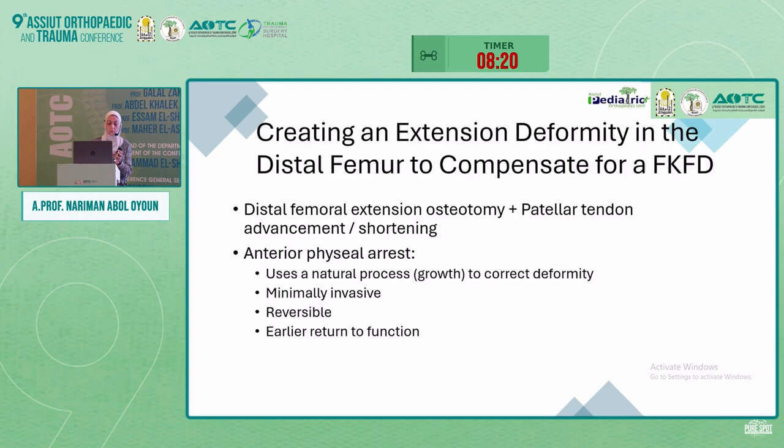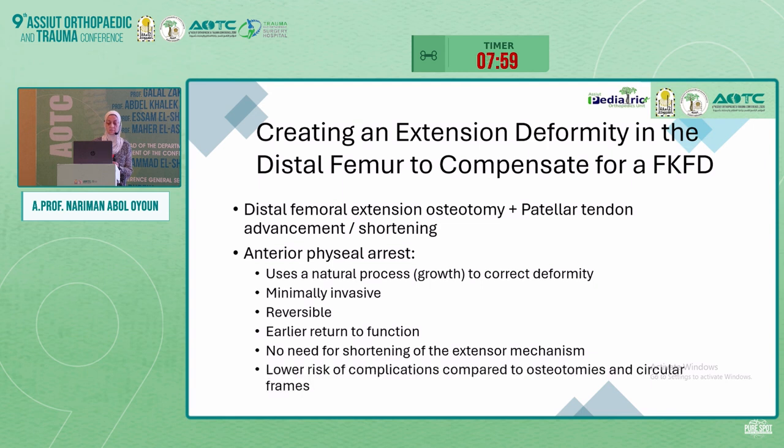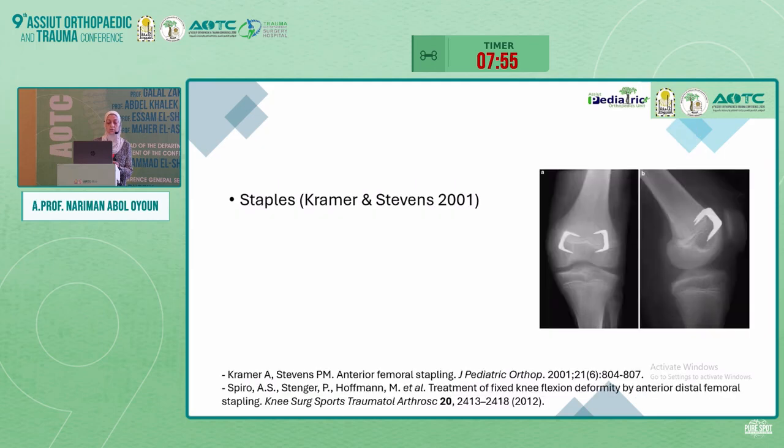You do it only until you need it, and then in a timely fashion, you remove the plates or the tether you've put on the anterior physis. Earlier return to function, because there is no osteotomy, no need for shortening of the extensor mechanism, because this is a gradual process, and there is concomitant compensatory shortening of the extensor mechanism. There is a lower risk of complications compared to osteotomies and circular frames.